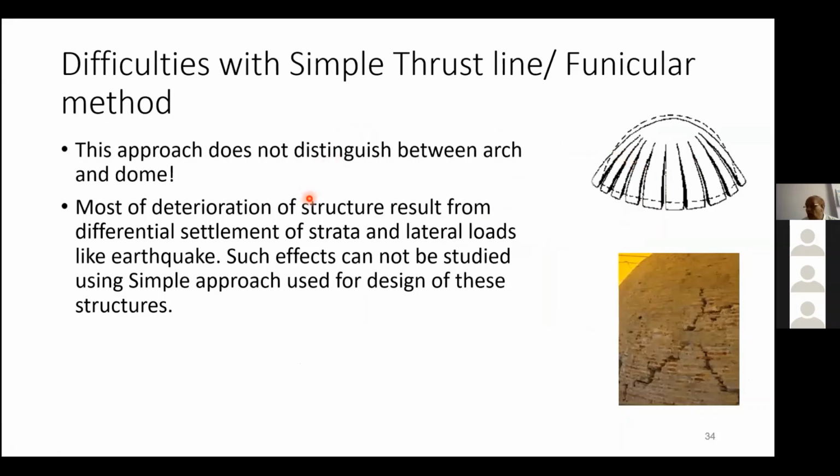Secondly, most of the deterioration in these heritage structures is the result of settlement of strata, lateral loads like earthquake, or similar kinds of effects, including human-made effects. Now, such effects cannot be studied using the simple approach used by these ancient builders. We need some other approach which can take into account support settlement, lateral loads, and which can allow you to analyze for earthquake load.